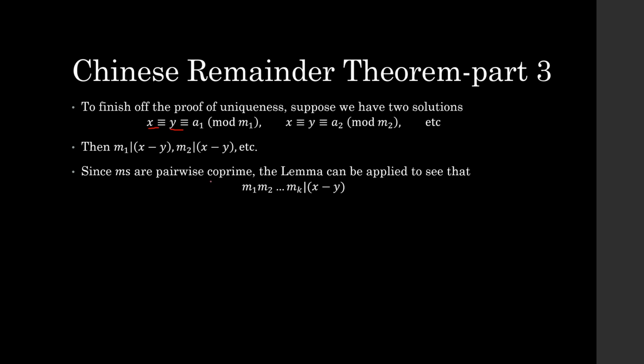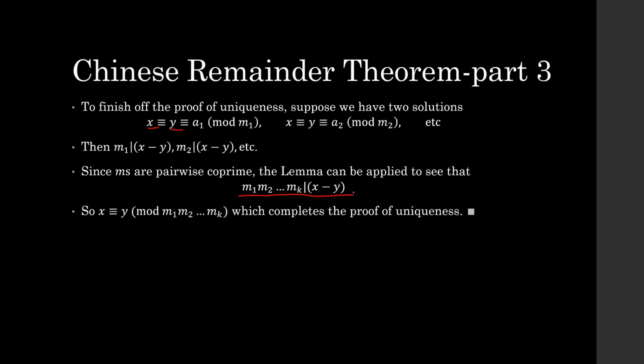Now the m's are pairwise coprime, so the lemma can be applied to see that actually m1 times m2 times m3 all the way to mk is going to divide x minus y. And so that's why we needed our lemma, to get this. And now this translates straight away to a congruence, and we've got that x is congruent to y mod m1, m2 all the way to mk. And so that shows that x and y are the same mod m1, m2 all the way to mk, so that we only have a unique solution mod m1, m2 to mk.